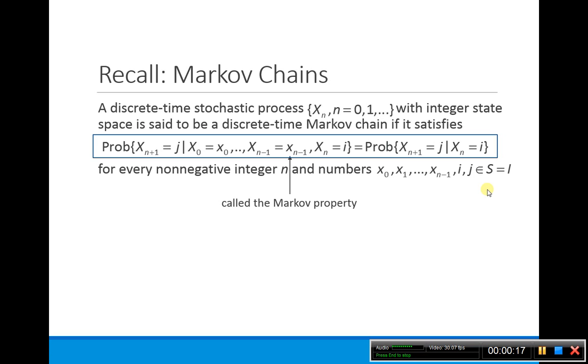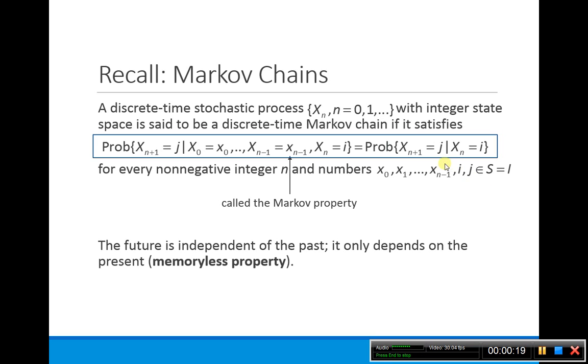So remember what the Markov property is. It's basically a memoryless property where the next time only depends upon the current state. So what happens in the future only depends upon what happens in the present.